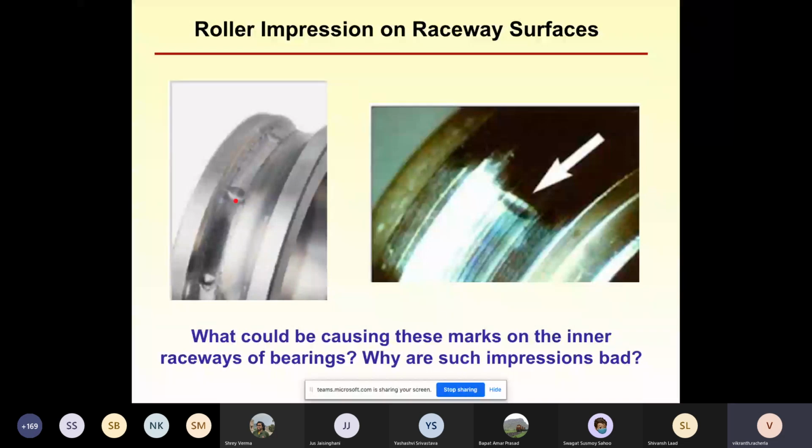So what do you think happened? What is the failure mechanism, why are such indentations or impressions bad, and what do you think caused them? Let us start with what this failure mechanism is called. Sir, maybe due to excessive loading, the balls of the bearing cause the indentation. That is a possibility. So what is this failure mechanism called?